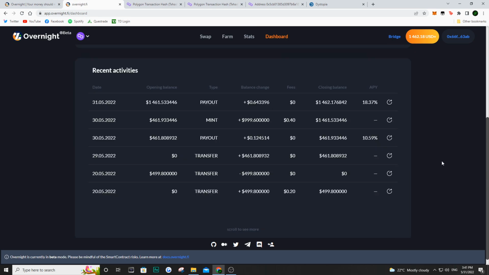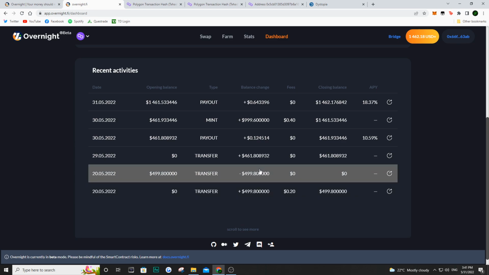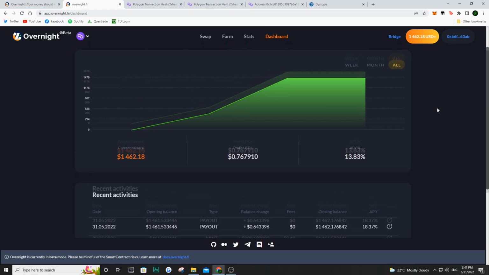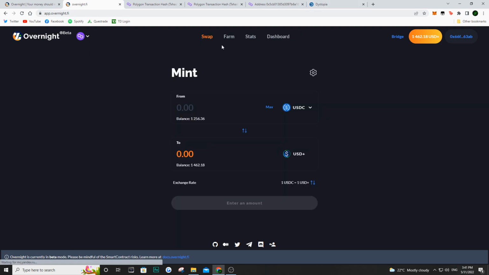So as we can see from the recent activities, I actually was playing around with this protocol back in early May. I deposited about $500, and then I deposited that into a pool on Dystopia. Then I decided to just hold USD Plus in my wallet and see the stats show up here, because I did realize that if you actually use your USD Plus with a liquidity pool, you won't actually see anything show up here, but your USD Plus is still accruing and it's still gaining that APY, even though it is in a liquidity pool. So that's basically what I wanted to share with you guys today.